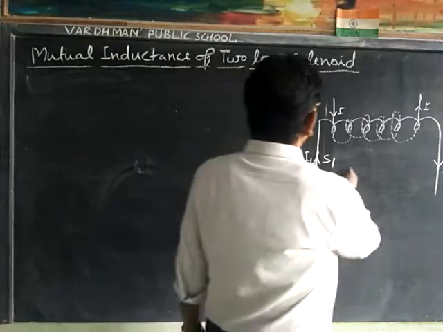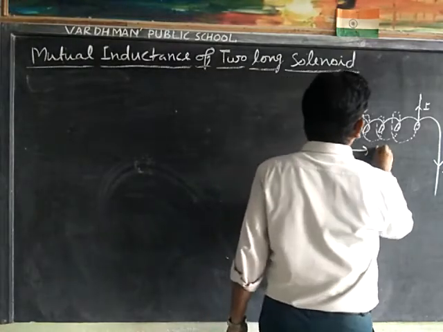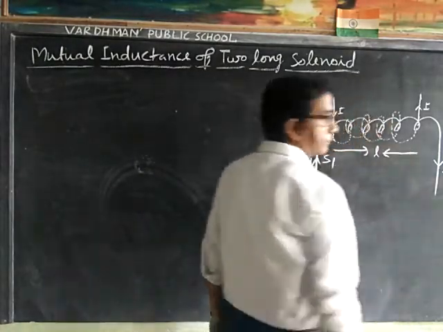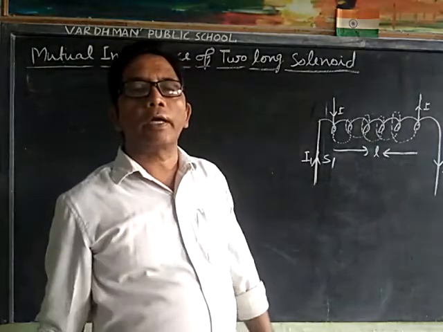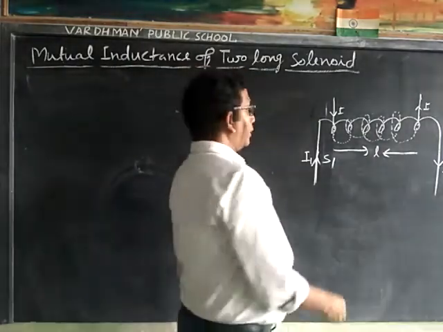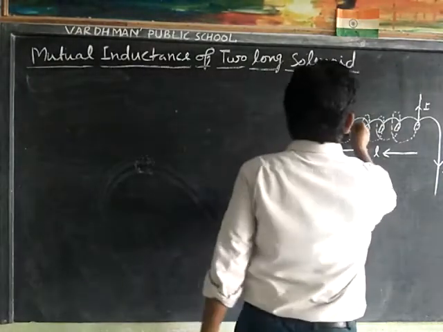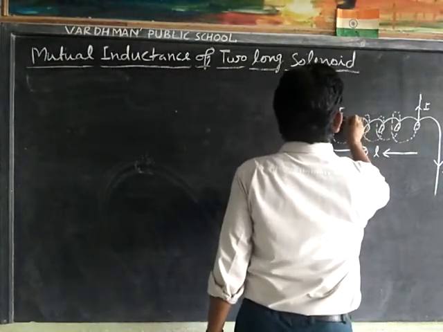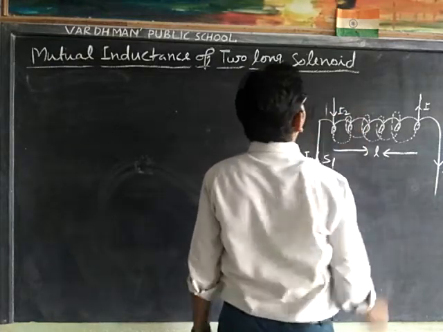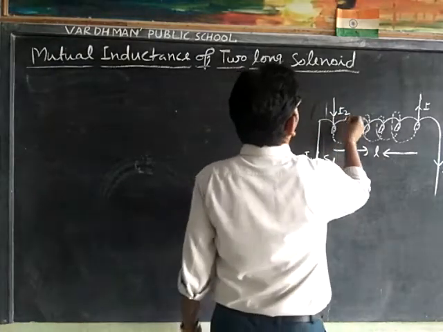Now let the length of each solenoid be L, and here we see current I2 flowing through the dotted solenoid S2.